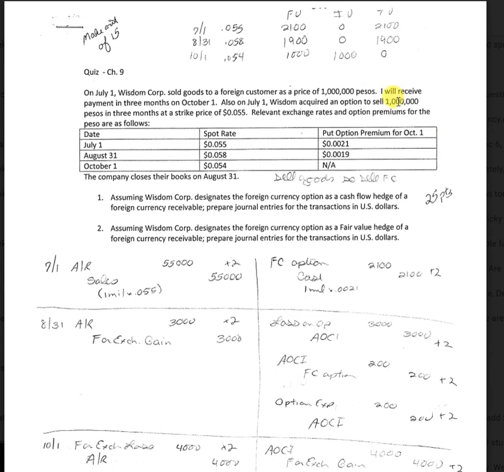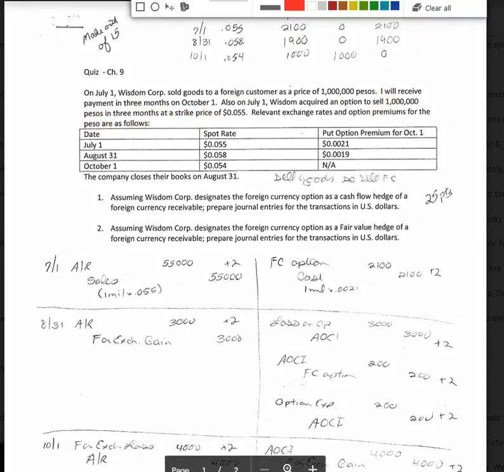All right, so it had a price of 1,000,000 pesos, so I would write that down, 1,000,000 pesos, and receive payment in 3 months. They also acquired an option to sell 1,000,000 pesos in 3 months at a strike price of 0.055. So that's an important number, 0.055. And again, you probably want to write accounts receivable right there because we're going to do the entire amount.